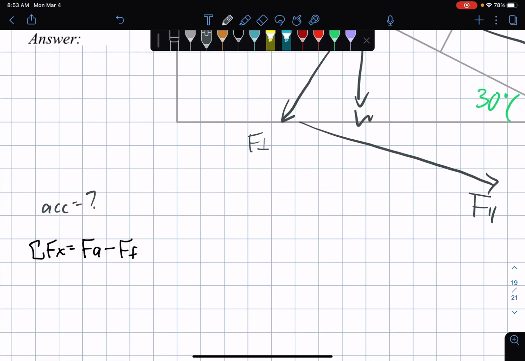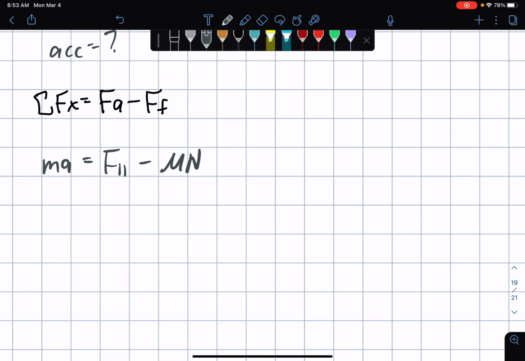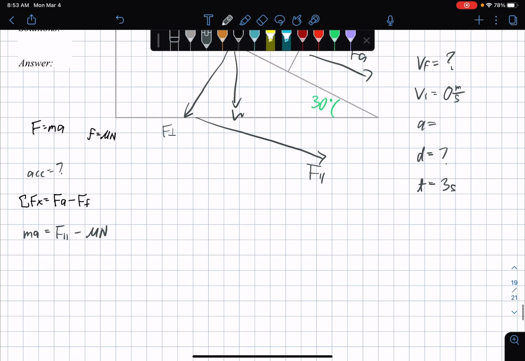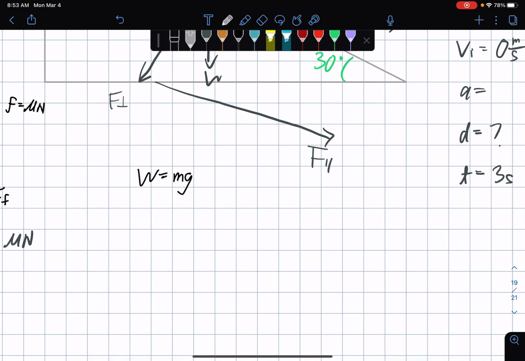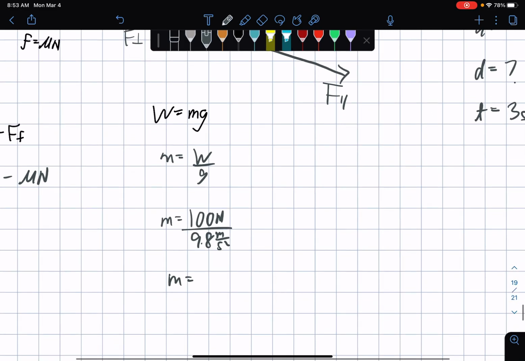So Fx can be written as ma, from the formula F is equal to ma. Now Fa can be written as force parallel. Ff can be written as un, from the formula F is equal to un. Now, we don't have the mass, but we can calculate for it. W is equal to mg, m is equal to w over g. m is equal to the weight, which is 100 newtons, over g, which is 9.8 meters per second squared. Now, 100 over 9.8 is equal to 10.20408 kilograms.